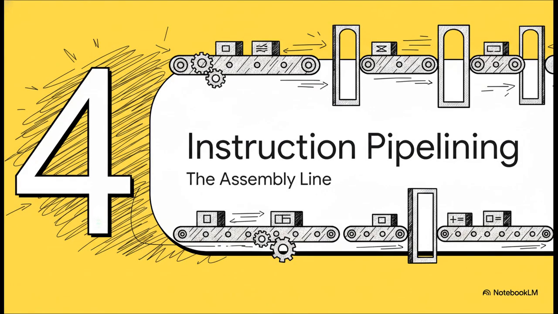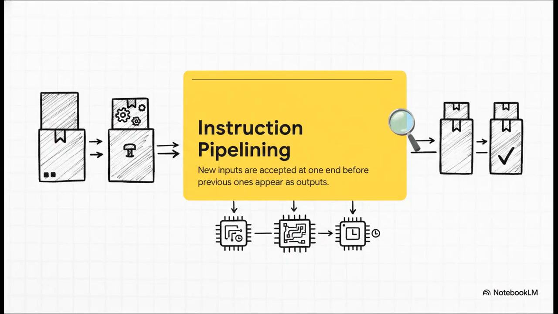All right, Section 4, Pipelining: the assembly line. Doing all of this one instruction at a time, that's way too slow. And that brings us to the major upgrade that completely revolutionized our processor factory, instruction pipelining. It works exactly like a physical assembly line in a car plant. Instead of waiting for one product to be totally finished before starting the next one, you break the production into stages. This means new inputs, new instructions, are accepted at one end of the pipeline, while the previous ones are simultaneously being worked on further down the line.